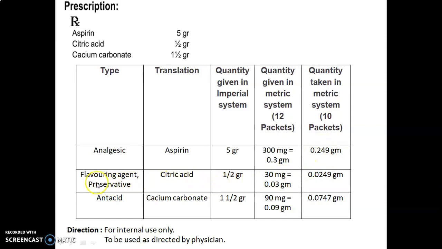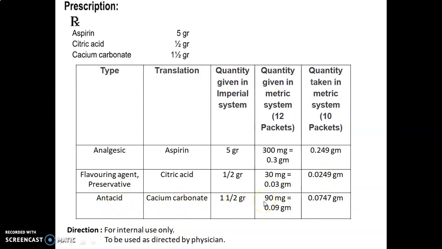Then citric acid, which is used as a flavoring agent and also a preservative. The quantity given in the imperial system is 1/2 grain. 1 grain is 60 milligram. So 1/2 into 60 is equal to 30 milligram, which is equal to 0.03 gram. And the quantity taken to prepare 10 packets is 0.0249 gram.